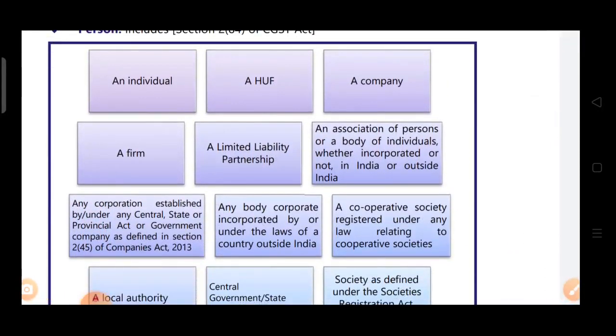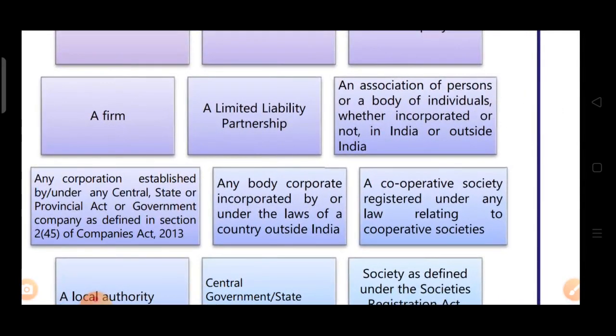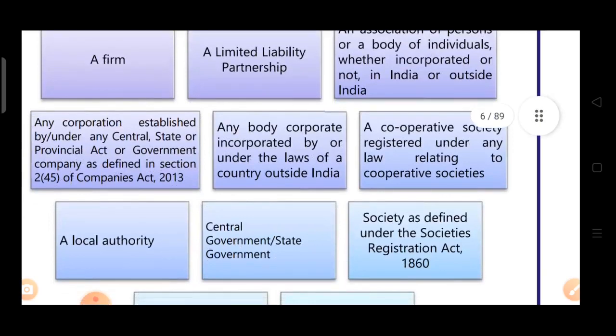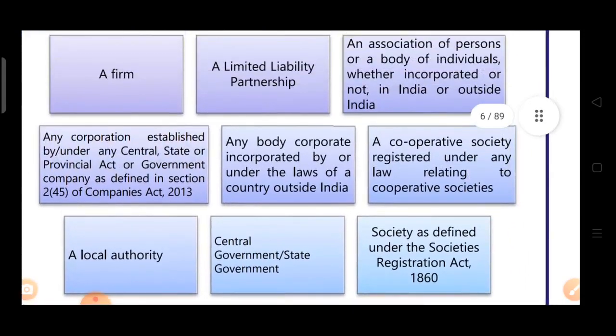So again, corporation includes any corporation established by or under any central, state or provincial act, or a government company as defined in section 2 subsection 45 of the Companies Act 2013. Then body corporate is included, any body corporate incorporated by or under the laws of a country outside India. Then a cooperative society registered under any law relating to cooperative societies is included. Then local authority, central government or state government, a society as defined under the Societies Registration Act 1860, trust, and every artificial juridical person not falling above. So these all are covered in person.